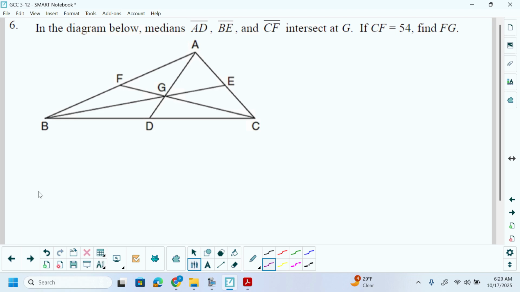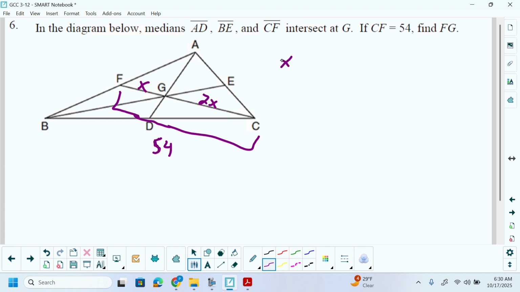All right, we got a median. So medians, they get split into a 1-to-2 ratio by the centroid. They told us that CF, the whole thing here, which we should label with a bracket, is 54. And we eventually want to find FG. Well, if they only give you the big part, pick a variable that's not in the problem. Our problem does not have x in it. Label the small side x, and the big part has to be double that, so 2x.